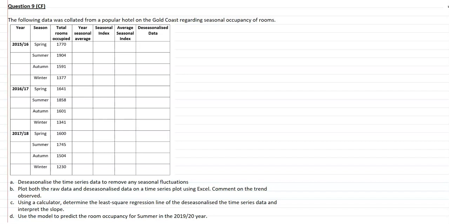Your job is to deseasonalize the time series data to remove any seasonal fluctuations. I want to see a plot of the raw data and deseasonalized data on a time series plot using Excel and comment on the trend you observe. Using a calculator, determine the least squares regression line of the deseasonalized time series data and interpret the slope. And finally, use the model to predict the room occupancy for summer in the 2019-2020 year. Okay, give it your best go and we'll check in with my sample response shortly.